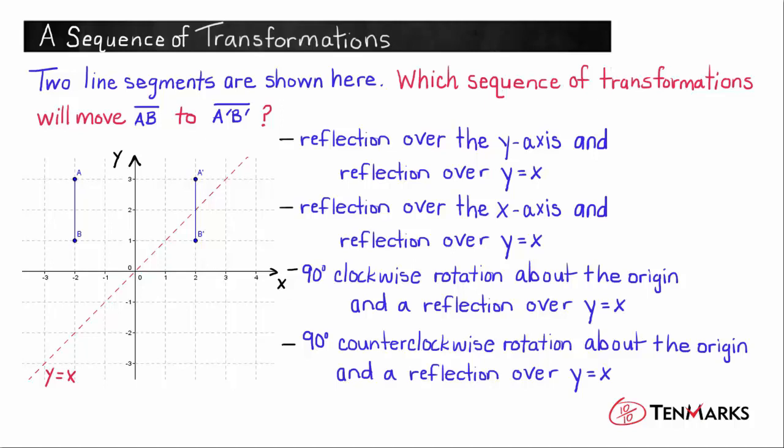Now the line y equals x is shown here with a dashed line. I went ahead and put that on the grid because in each of our answer choices, a reflection over that line is part of the answer. So now let's consider our first answer choice.